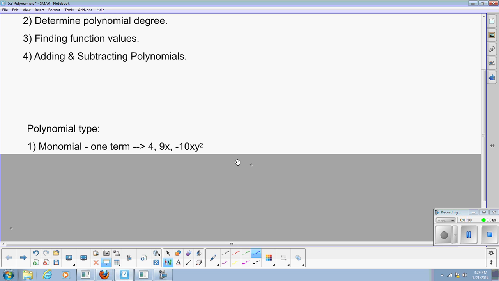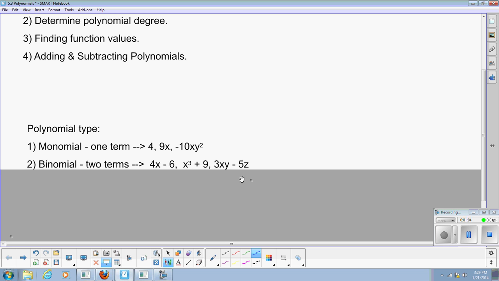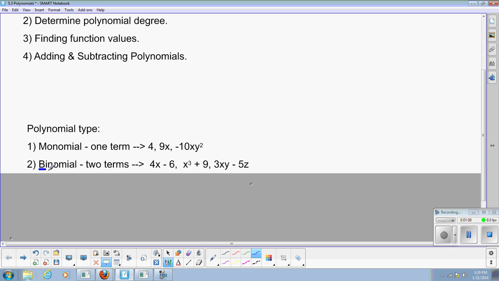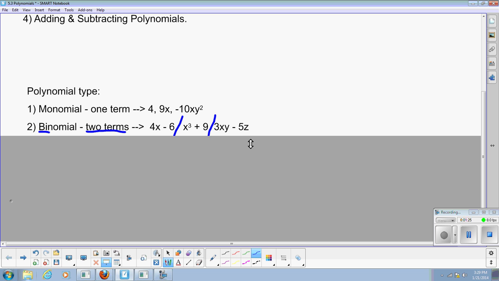That's a monomial. Okay. Second, binomial. Bi begins with bi, like your bicycle. A bicycle has two wheels. Well, binomial means two terms. So you have 4x minus 6. That is a binomial. X cubed plus 9. That's a binomial. 3xy minus 5z. That's a binomial. All of them have just two terms in it. So we call it a binomial.